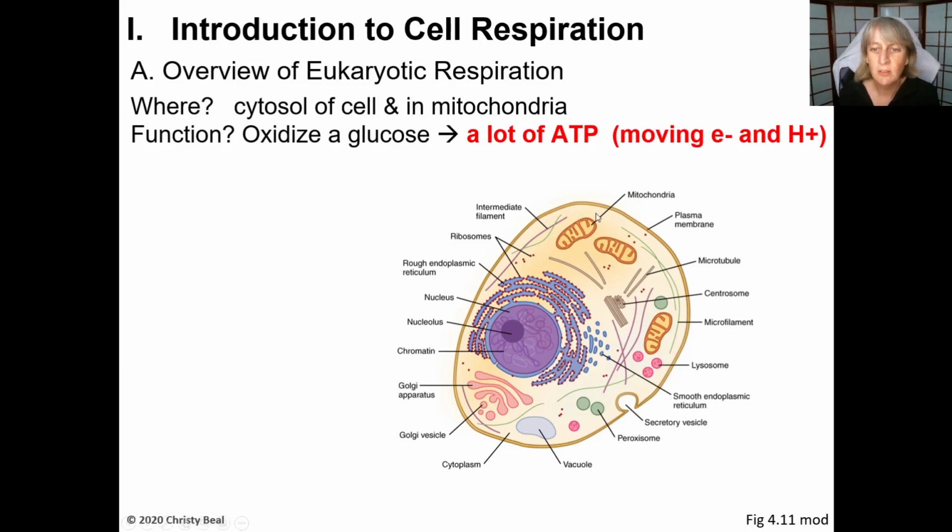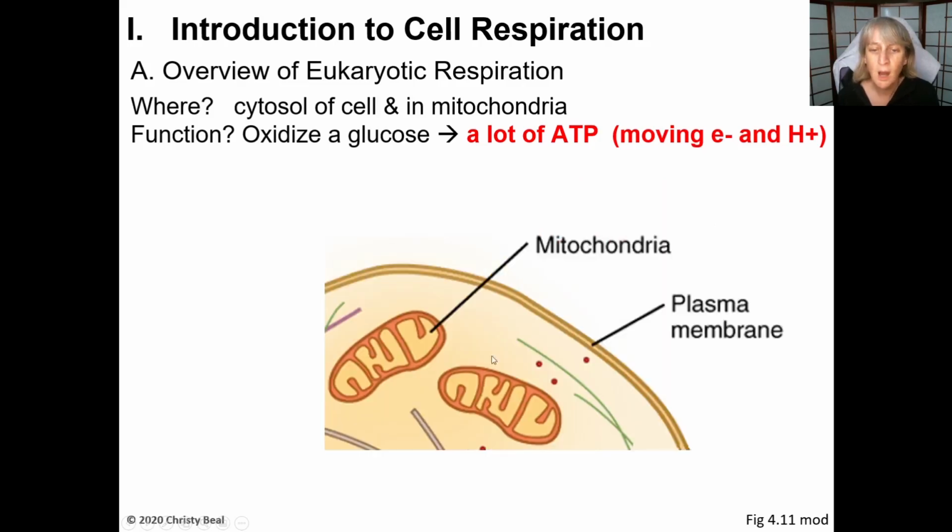Here, we're going to start out in the cytosol, in the cytoplasm, and then we're going to finish our process in a mitochondria. The goal is to oxidize a glucose, a single molecule of energy-holding sugar, the one that we made at the end of photosynthesis, and produce a lot of ATP by moving electrons and protons. The protons are hydrogen ions. So we don't really need this whole picture. We're going to zoom in on this part here, and we're going to look at two parts today in this part of the lecture. We're going to consider how does the sugar get into the cell, and then how is the mitochondria actually involved?